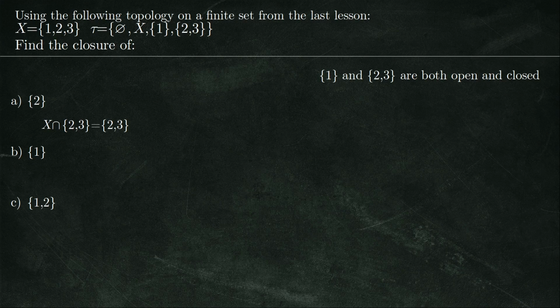Okay, now you've had a go, to find the closure of {1}, we'd look at all the closed sets containing 1, which are just X and {1}. Intersect those and we get {1}. Now for C, do the same thing, but the only closed set containing 1 and 2 is X itself.